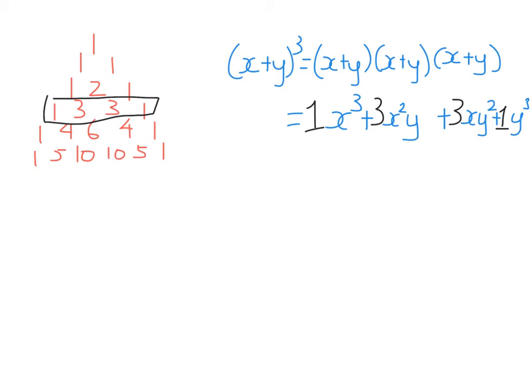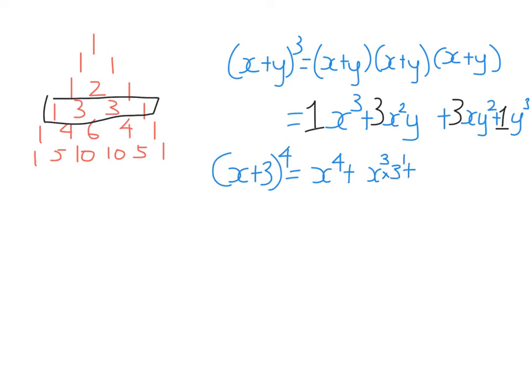So let's say, for example, we're going to do x plus 3, now to the power of 4. So we're going to follow a very similar process. The highest power of x is going to be 4, so we're going to start with x to the power of 4. Now for the next term, I decrease the power of x by 1 and increase the power of the second thing, this time 3, by 1. So this will be x to the power of 3 times 3 to the power of 1.